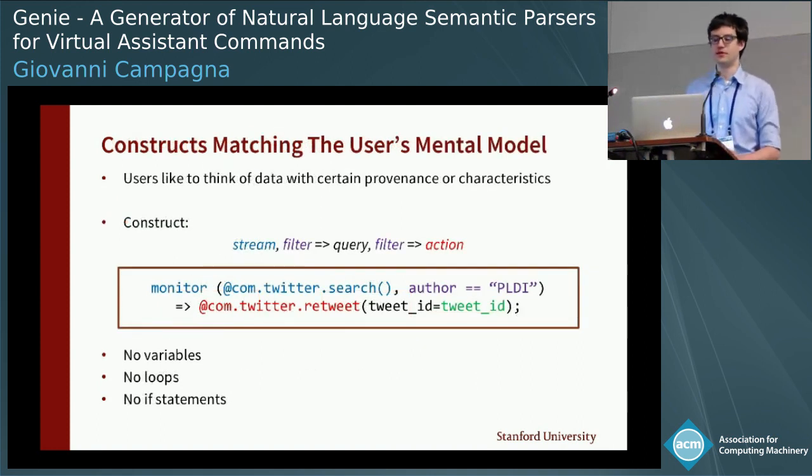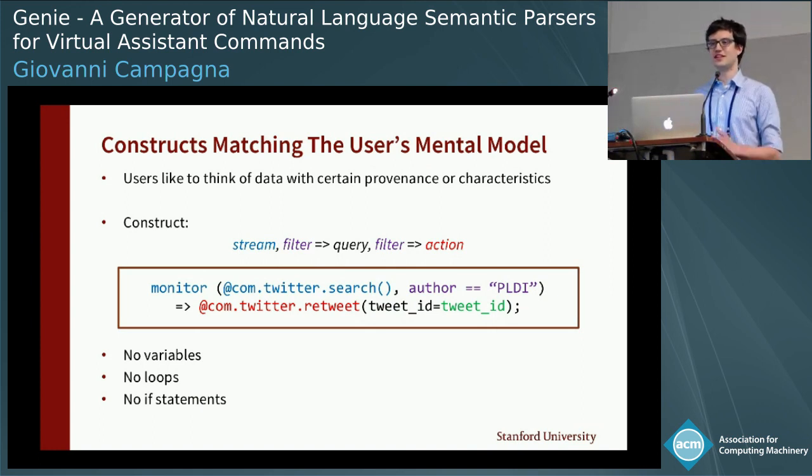The next principle is that you should use constructs that match the user's mental model. So in our domain, we say the users like to think of data with certain characteristics, and so our construct is data-driven. It's a stream, a query, and an action. And here is another example of a ThingTalk program that takes all the tweets coming from PLDI and retweets them.